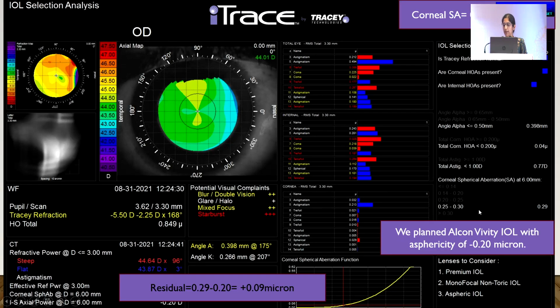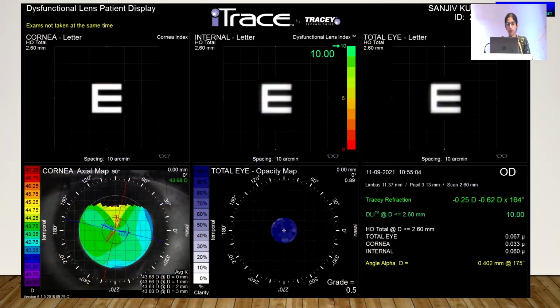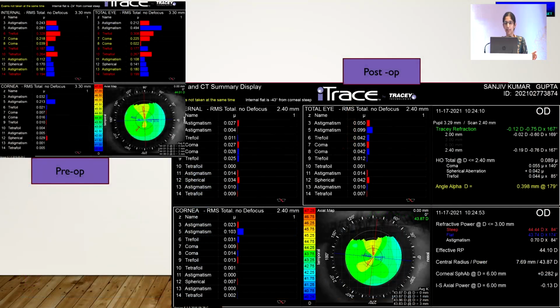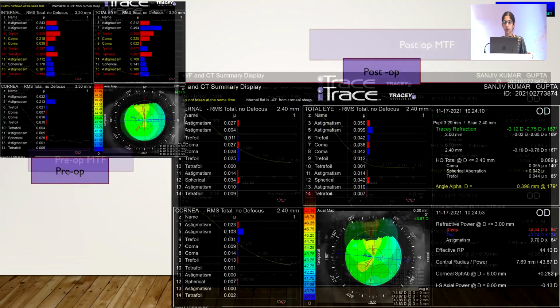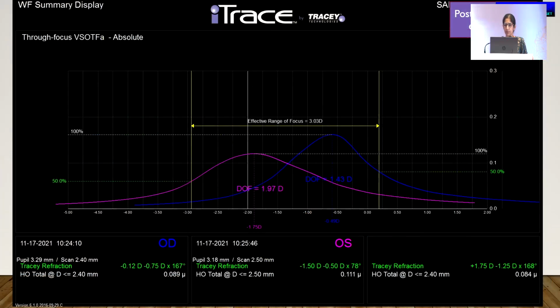Also, the total astigmatism, which is seen here, is less than 1. So it is also suggesting a monofocal, non-toric IOL. Coming to post-operative quality of vision, we can see beautifully in this map that after the cataract surgery, the internal aberrations have gone, the DLI has improved to 10. Similarly, with the internal aberrations, you can see that quantitatively the aberrations have gone down, and the MTF has drastically improved. Now, I would like to just spend some time on this slide.